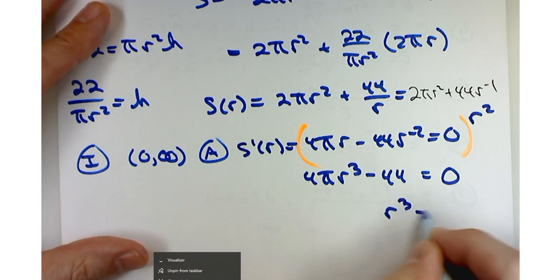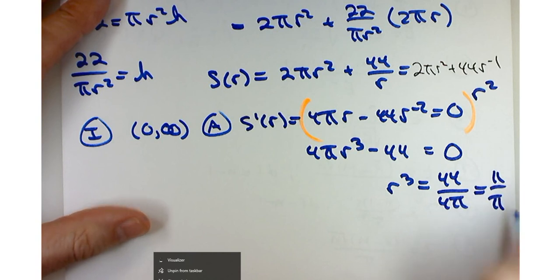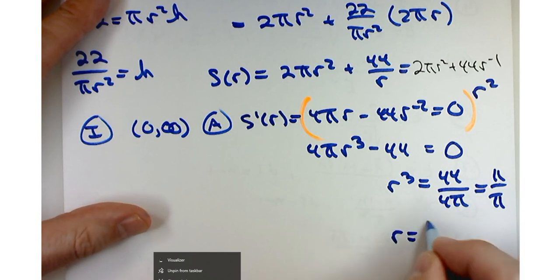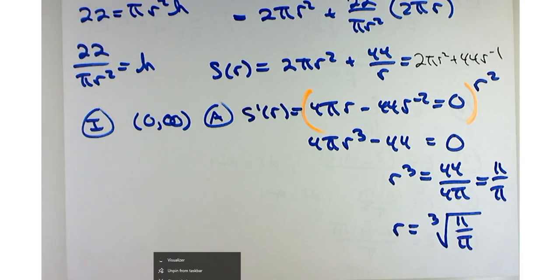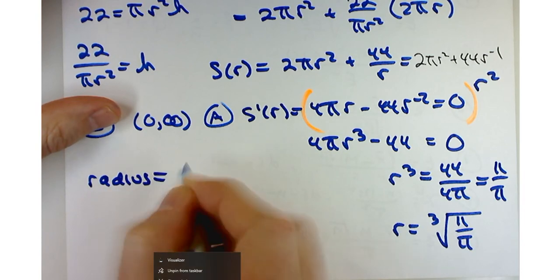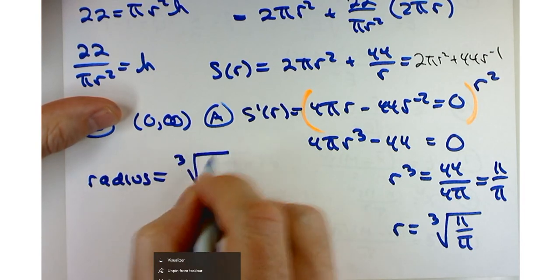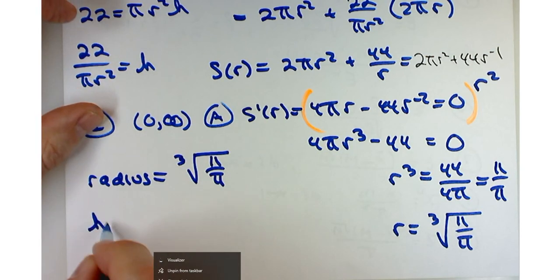If you solve for r cubed, it's going to be 44 over 4 pi, which of course is 11 over pi. R is going to equal the cube root of 11 over pi. So kind of a strange number there, but that's the correct one. So that's the radius of your can. Let's actually figure out what that is. The radius equals the cube root of 11 over pi. And then I'll also figure out the height.